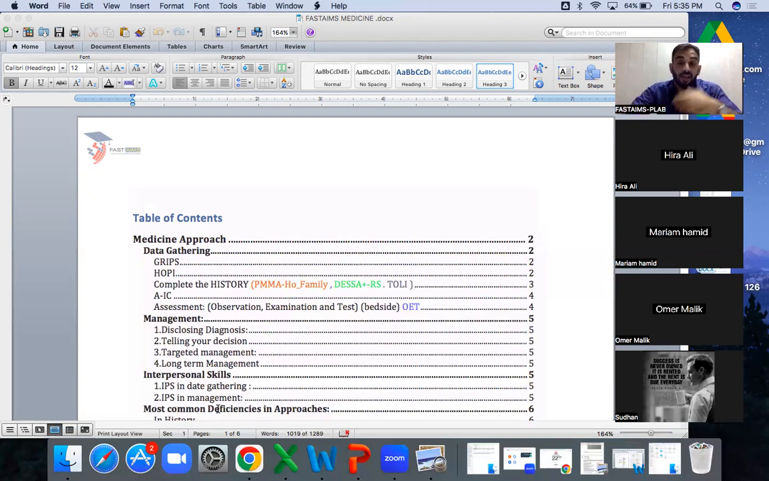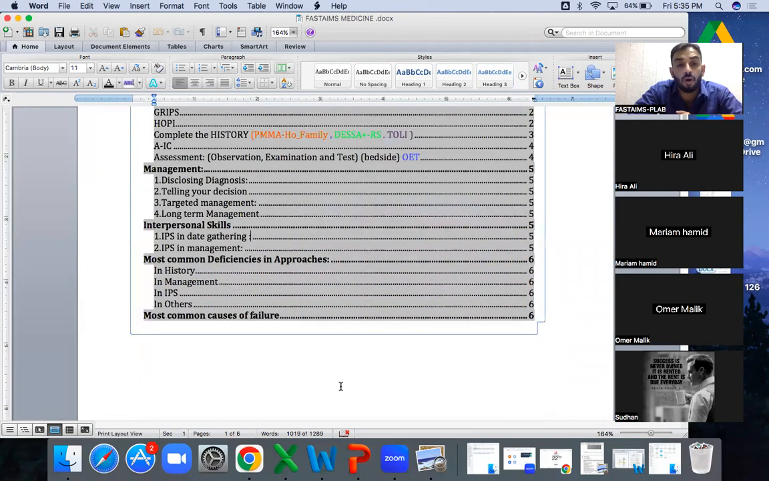We will be discussing it when we come to that point. Okay, I have divided it into IPS in data gathering and IPS in management. This is for the purpose of your learning, so that you do not miss anything. Then we will be discussing the common deficiencies in approaches: history, management, IPS, and other. And lastly, the most common causes of exam failure. There are 3 causes which I will tell you in the end.